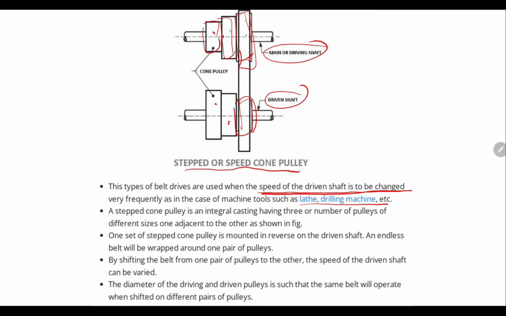So speed variations can be achieved by using the stepped or speed cone pulley drive. The diameters of the driving and driven pulleys are such that the same belt will operate when shifted on different pairs of the pulleys. So this is one of the types.